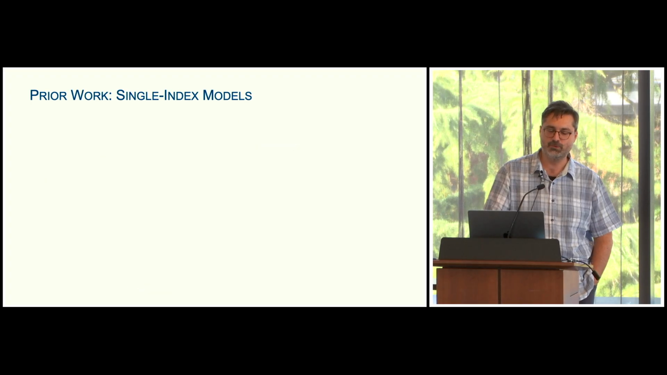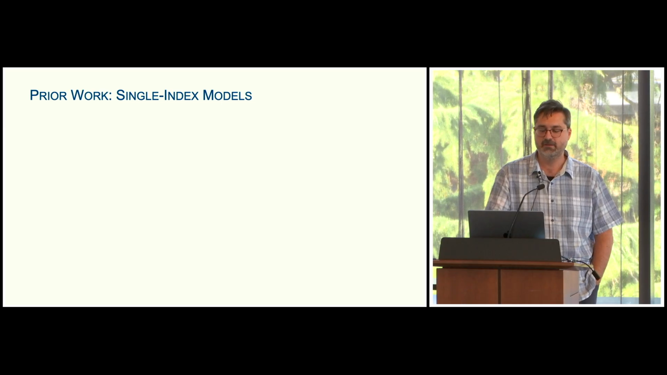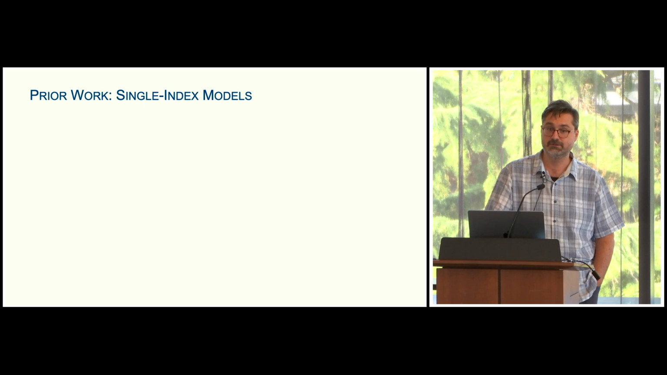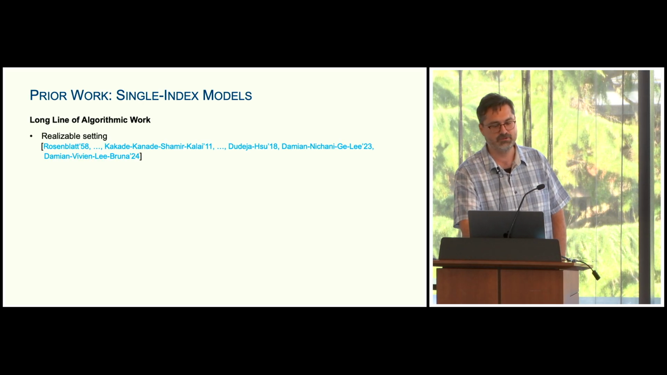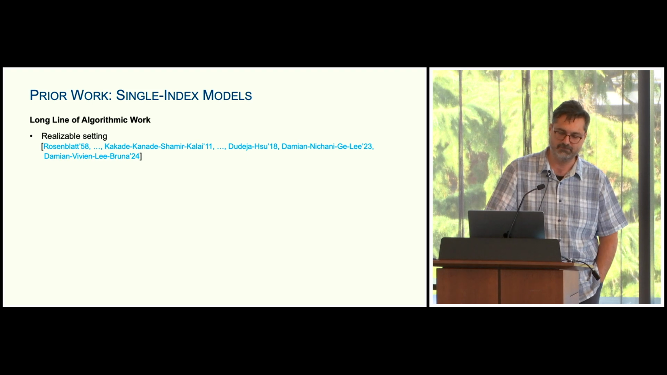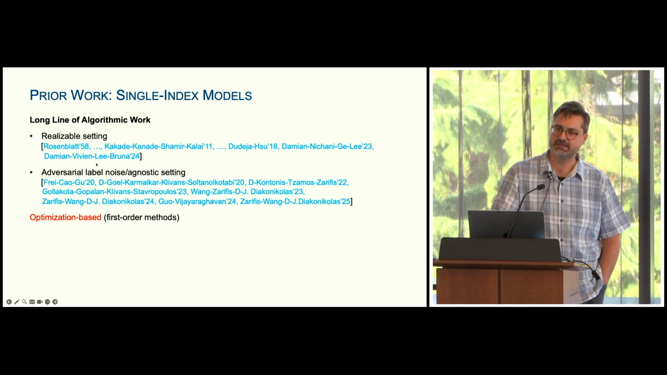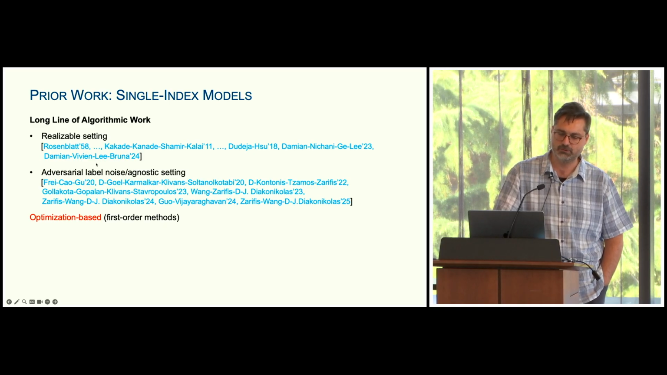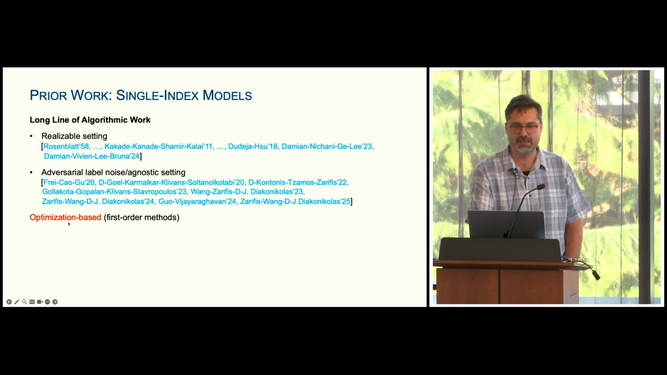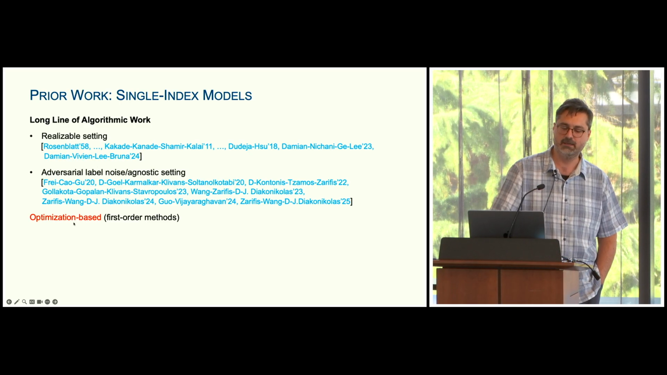Now, the prior work in this area is basically extensive. The punchline is that the case of k equals 1, so if we're trying to learn a single index model, is fairly well understood. Not fully understood, but fairly well understood. There's been work for 50 years. The perceptron is an algorithm for such a model. Both when the labels are clean, and when the labels have some kind of noise, either random noise or adversarial noise, there are optimization-based algorithms to learn single index models.